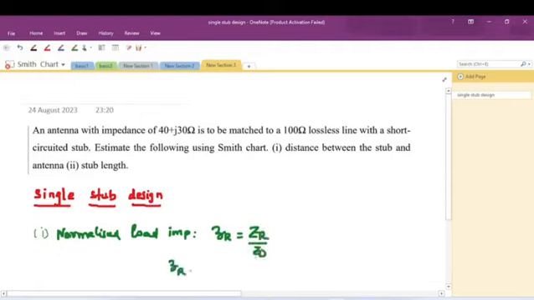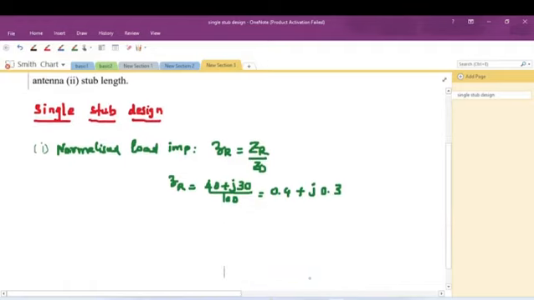So what is capital ZL here? 40 plus j30 divided by 100. So what is the value? 40 by 100 is 0.4, plus j30 by 100 is j0.3. So this is the first step. What is the second step?